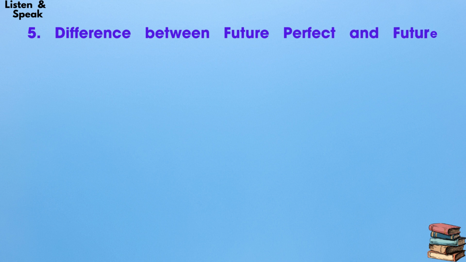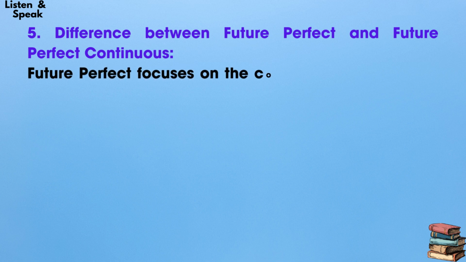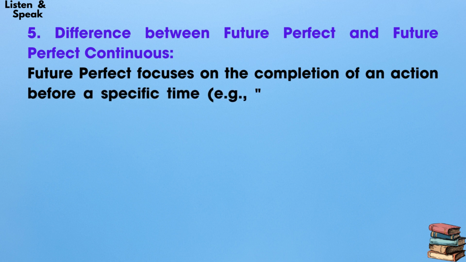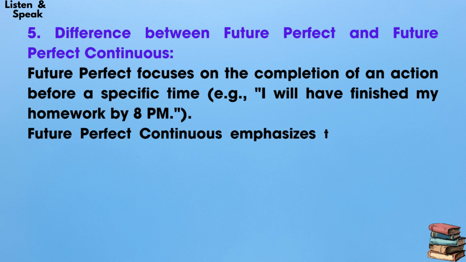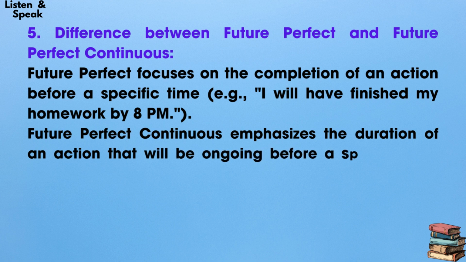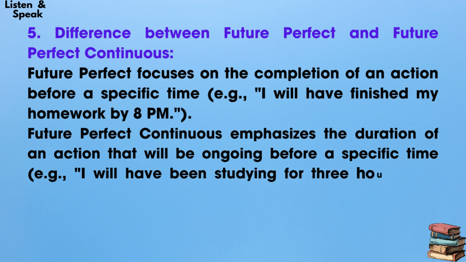Length of time. 5. Difference between future perfect and future perfect continuous. Future perfect focuses on the completion of an action before a specific time. For example, I will have finished my homework by 8 p.m. Future perfect continuous emphasizes the duration of an action that will be ongoing before a specific time. For example, I will have been studying for 3 hours by 8 p.m.